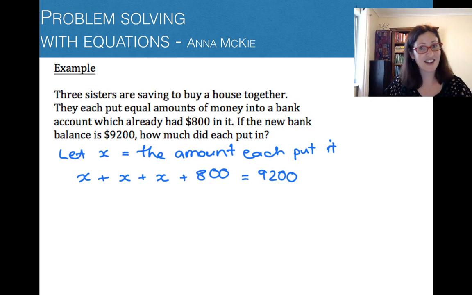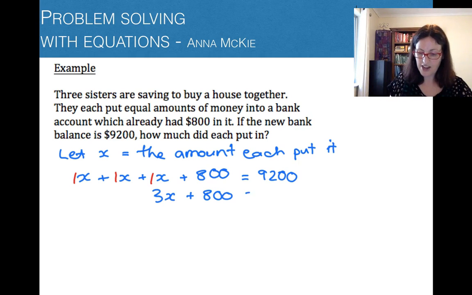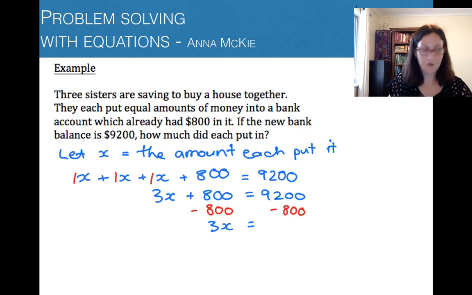So first of all, we need to collect like terms. How many lots of x have we got here? Remember, you can put a 1 in front of each of those x's if it makes it easier for you. So we have 3 lots of x. And now we need to use inverse operations to solve for x. So the first thing we're going to do is subtract 800 from both sides. On the left-hand side, we're left with 3x, and on the right-hand side, that will give us 8,400.